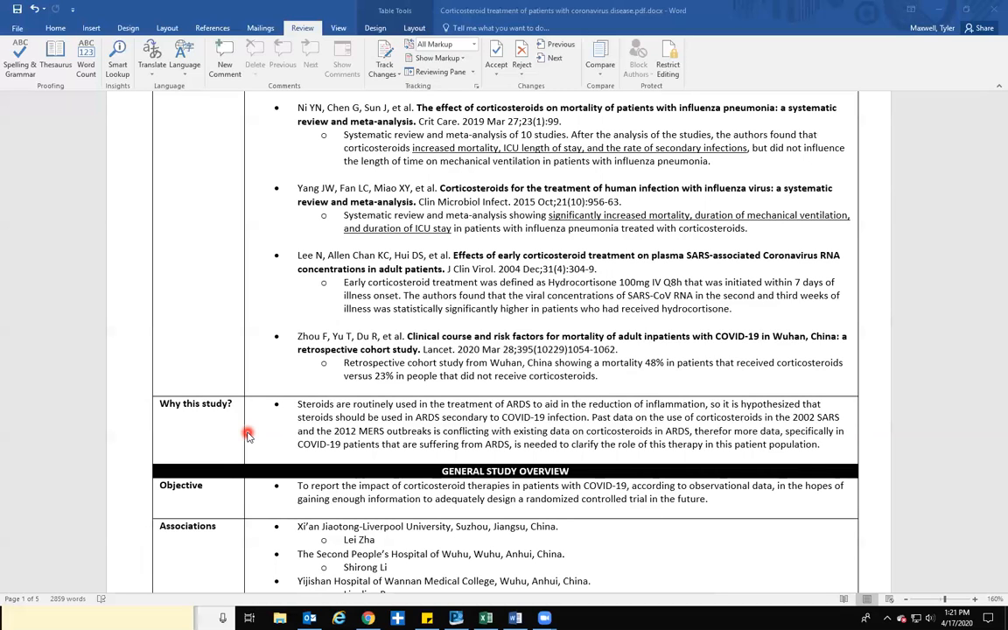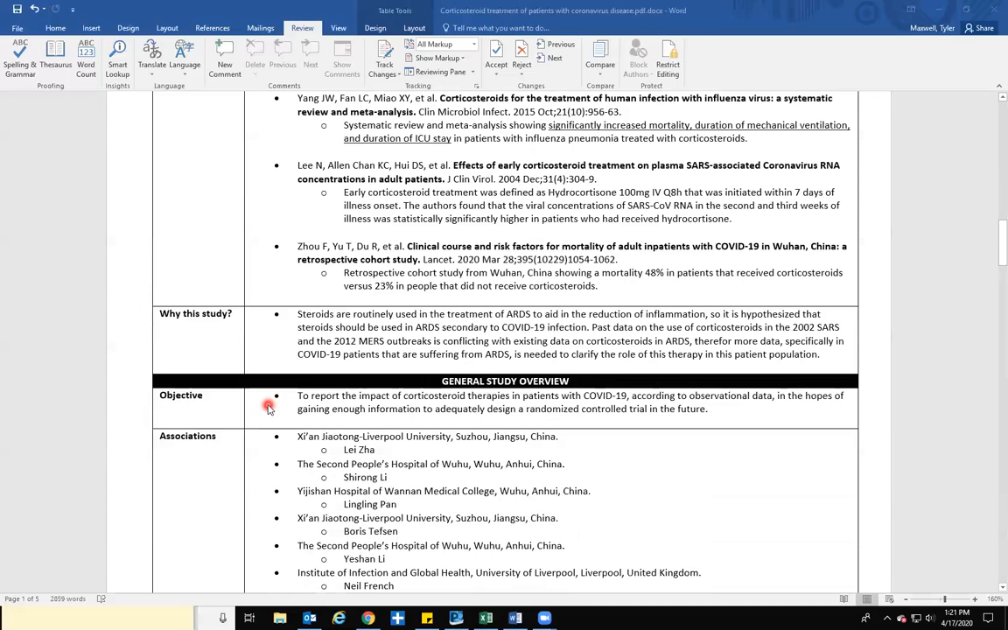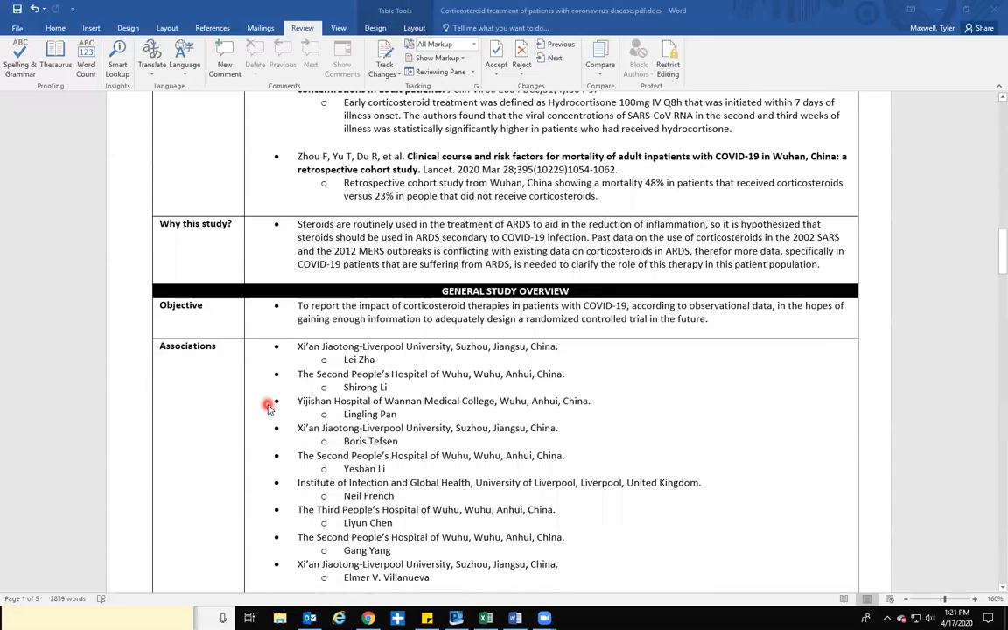But there is a lot of past data on the use of corticosteroids in the 2002 SARS and the 2012 MERS outbreaks. And this data actually conflicts with the ARDS data and says that we should not be using corticosteroids. So this is where the root of the problem comes from. There are simply so many articles with conflicting ideas that it's really unclear what we should be doing in our COVID-19 patients.